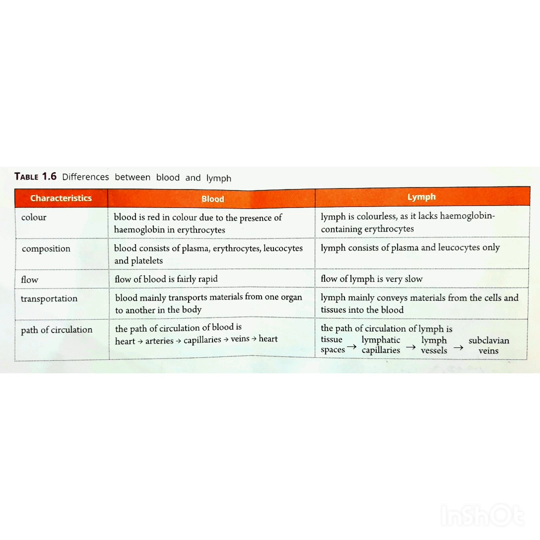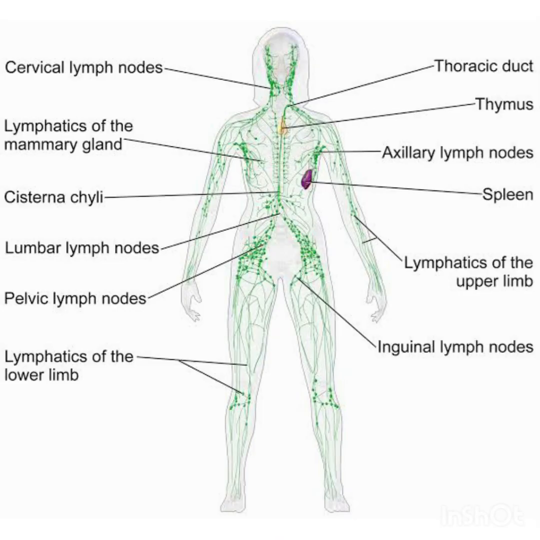Now, the path of circulation of blood and lymph. The path of circulation of blood is heart to the arteries, to the capillaries, to the veins, and back to the heart. That means it is a circulation, okay? Whereas in lymph, it is from the tissue spaces to the lymphatic capillaries, to the lymph vessels, and then to the subclavian veins. That means it is unidirectional, okay? It travels only in one way. Lymph nodes have leukocytes, whereas the lymph capillaries lack leukocytes. Leukocytes means white blood cells.